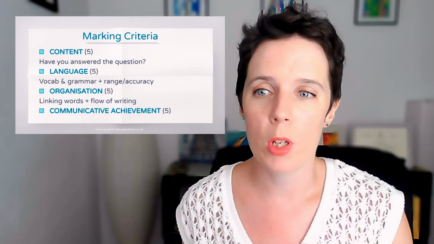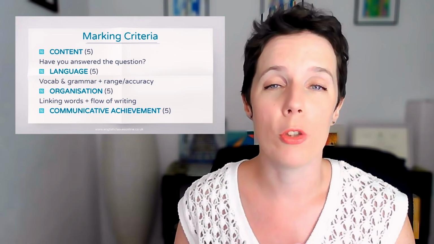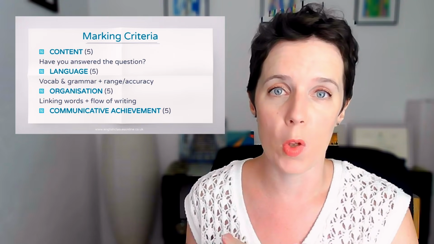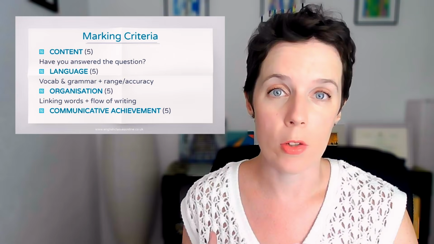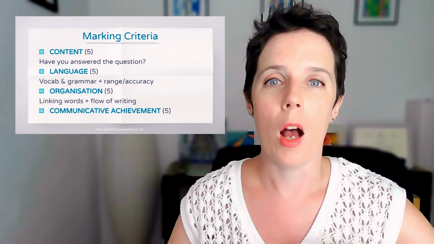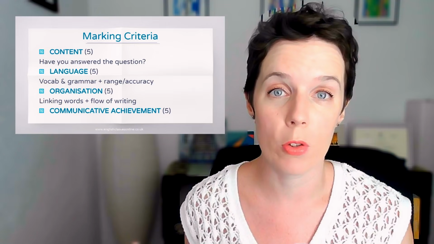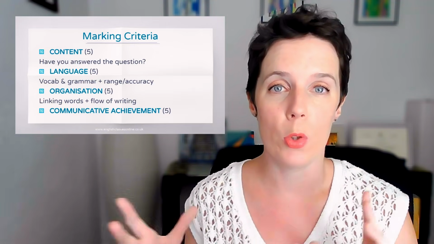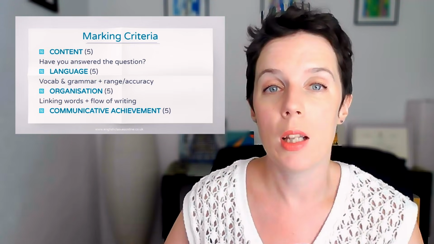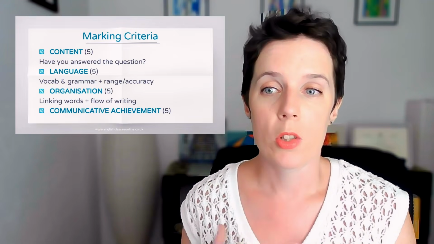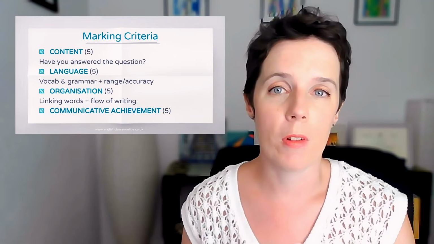Moving on to language. Language is your vocabulary and your grammar, and also your accuracy of both of those and your range. So you need to be using a lot of different vocabulary. You're not repeating yourself when you're using vocabulary, and you also need to use high-level complex grammar and simple grammar as well. So that's your language mark, again out of 5.